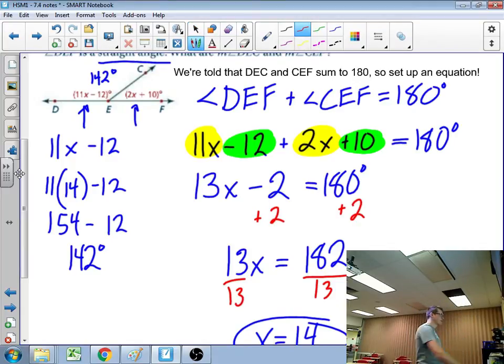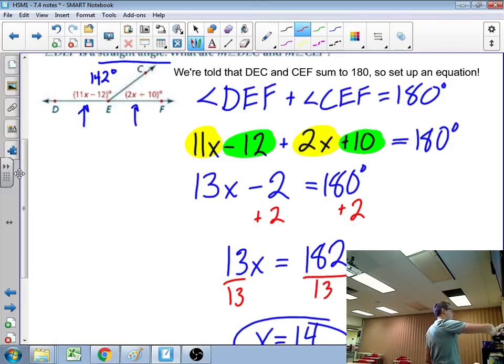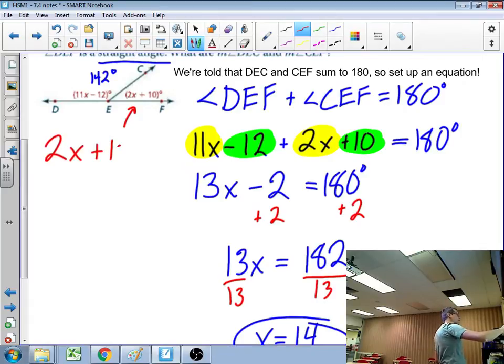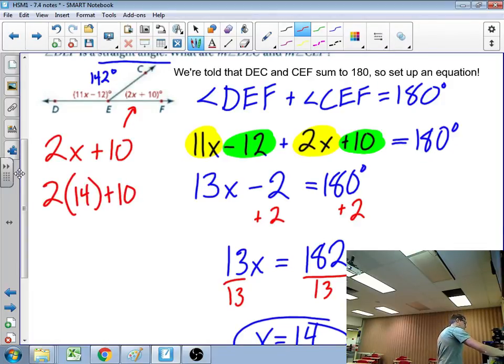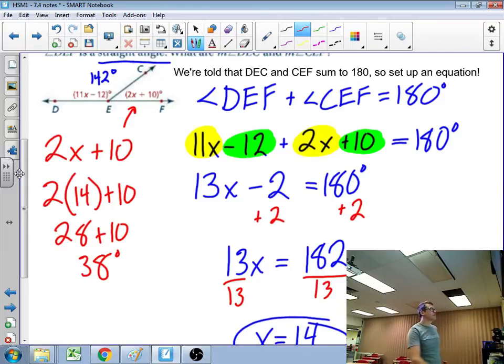I'm running out of space, so I'm actually going to clear my work from DEC. Let's solve now CEF. So I'm going to use the 2x plus 10 expression and plug in my x being 14. 2 times 14 is 28, and 28 plus 10 is 38. That again is going to be our degrees, so we could come up and say this is 38 degrees. And when I add those up, I see that it does in fact equal 180, so that would indicate that the work I've done is correct.